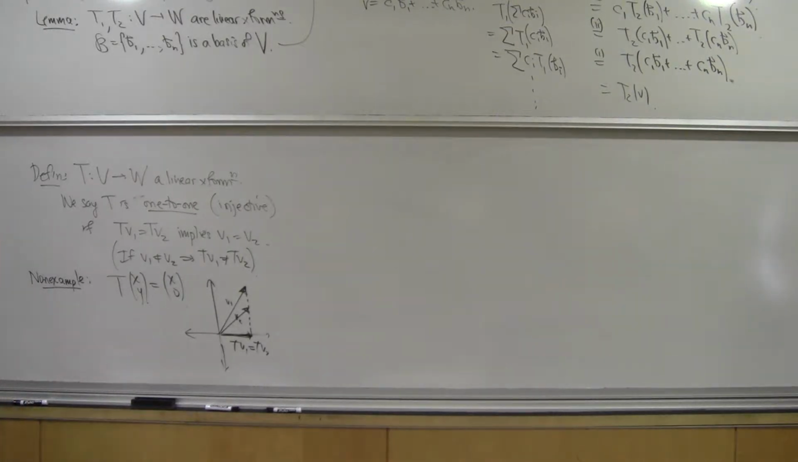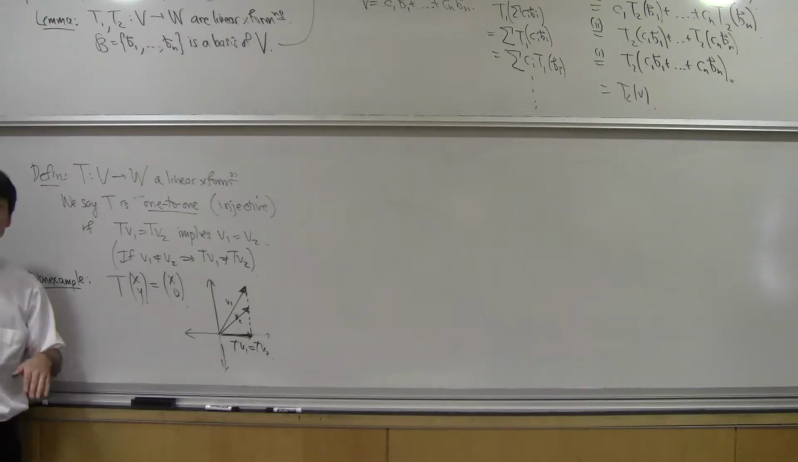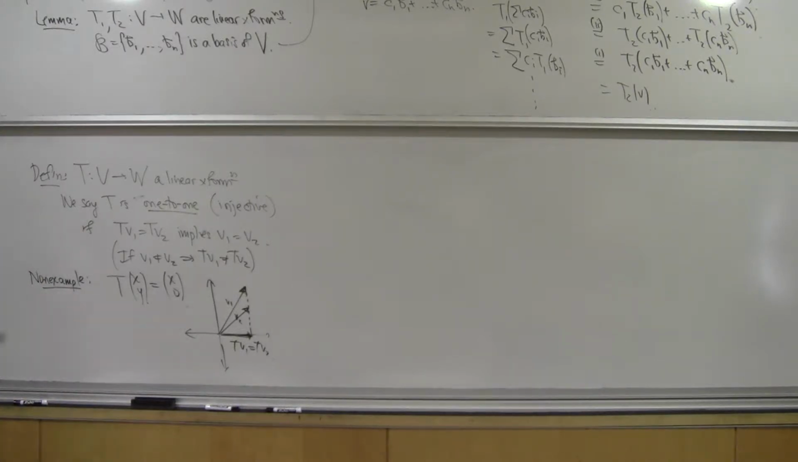You've seen one-to-one maps before in pre-calculus, right? When you talked about invertible functions. You have some function, like the x squared function is not an invertible function, because -1 and 1 get mapped to the same height. So this is exactly the same notion as the thing that you saw in pre-calculus.